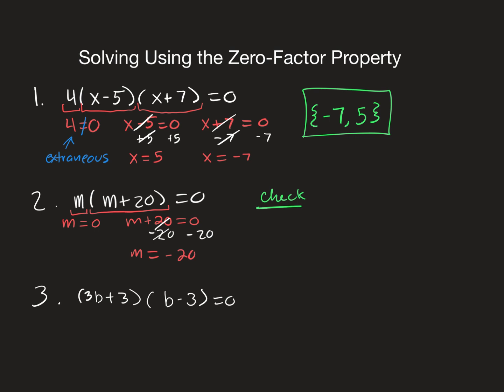So I'm going to substitute m equals 0 into our equation. So we'll have 0 times (0 plus 20) equals 0. Well, does it? It does, because of the presence of a 0. So 0 does check out.